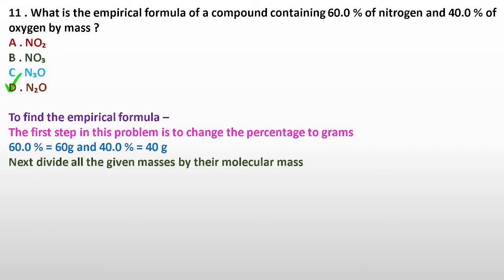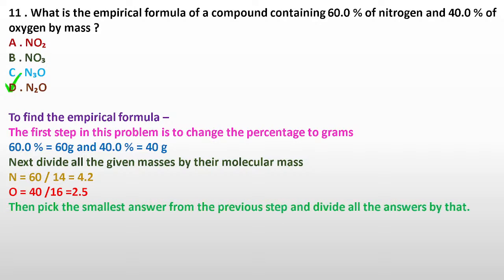Next, divide all the given masses by their atomic mass. That is, N is equal to 60 by 14, that is equal to 4.2. O is equal to 40 by 16, that is equal to 2.5. Then pick the smallest answer from the previous step and divide all the answers by that. So 4.2 by 2.5 is approximately 2. 2.5 by 2.5 is equal to 1. So thus the answer is N2O.